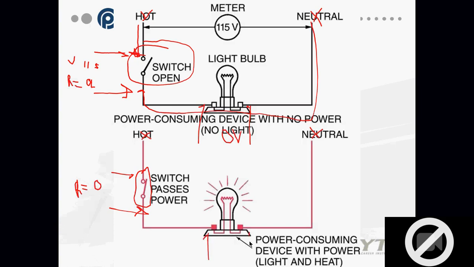Voltage right here across this single bulb. 115. Someone said it softly. Say it again. Should be 115. Yeah, it should be source. 115 in this case. Because voltage across an energized load is source. The source? Yeah.